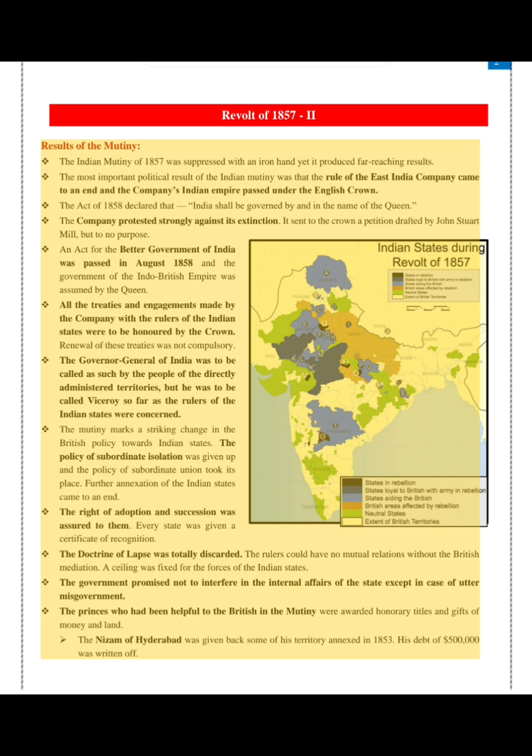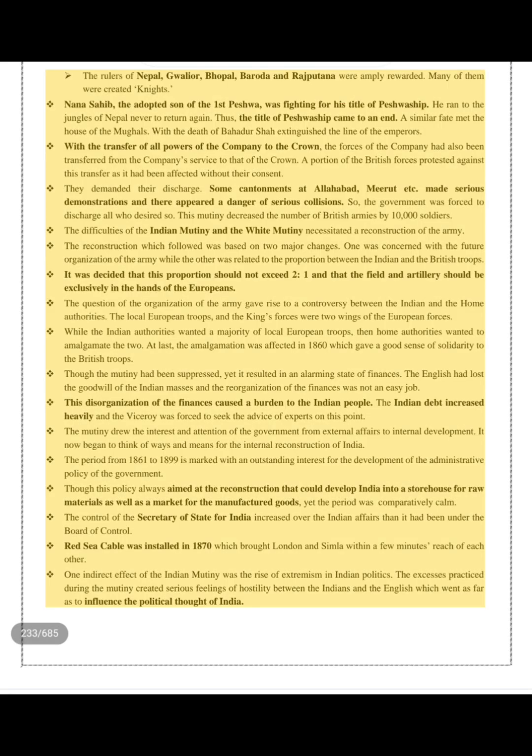The princes who had been helpful to the British in the mutiny were awarded honorary titles and gifts of money and land. The Nizam of Hyderabad was given back some of his territory annexed in 1853. His debt of $500,000 was written off. The rulers of Nepal, Gwalior, Bhopal, Baroda and Rajputana were amply rewarded. Many of them were created knights.